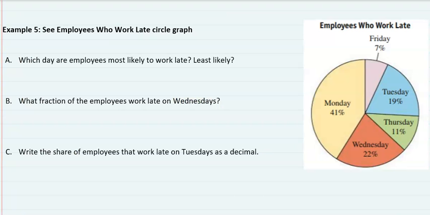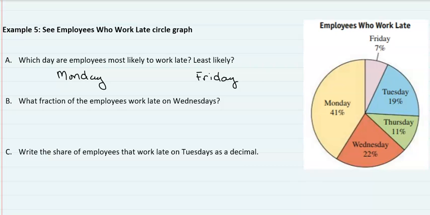Okay, so this is what the problems are going to look like that you're going to see. This example is employees who work late, and we've got all the days of the week in the pie chart. Which days are employees most likely to work late and which are least likely? Make sure you look at the heading up above to make sure you understand what they're trying to tell you. Monday's 41%, and that's the highest percentage of all the others, so I would say most likely to work late would be Monday, and least likely to work late would be the one with the smallest percent, which is Friday. I think that's fairly predictable. So Friday, they're least likely to work late.